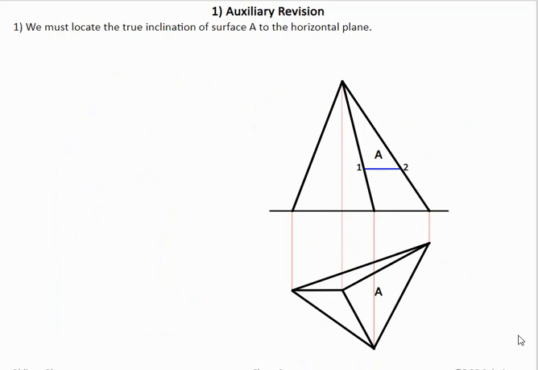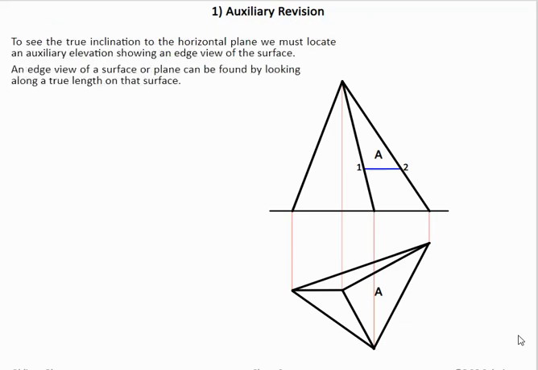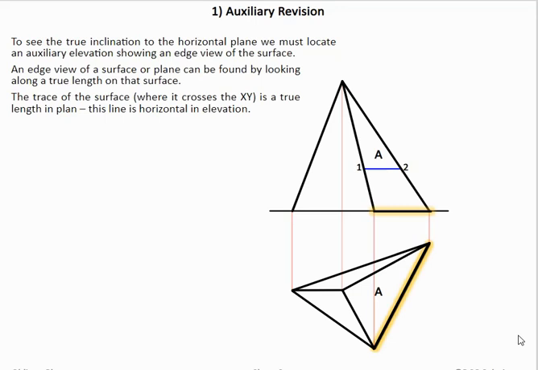Now in this question, which is quite common, what we have here is a pyramid, and we're asked to find the true angle which surface A makes with the horizontal plane. So the true angle A makes with the ground. What we have to do here is look along one of the edges. We'll notice that the edge here in elevation is horizontal. That means it's a true length in plan. Any line that is horizontal in elevation is going to be a true length in plan because we're looking straight down on top of it.